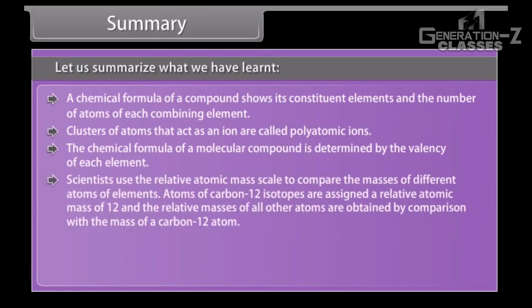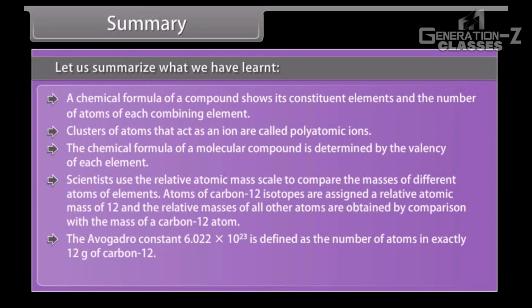Scientists use the relative atomic mass scale to compare the masses of different atoms of elements. Atoms of carbon-12 isotopes are assigned a relative atomic mass of 12, and the relative masses of all other atoms are obtained by comparison with the mass of a carbon-12 atom. The Avogadro constant 6.022 times 10 raised to the power 23 is defined as the number of atoms in exactly 12 grams of carbon-12. Mass of 1 mole of a substance is called its molar mass.